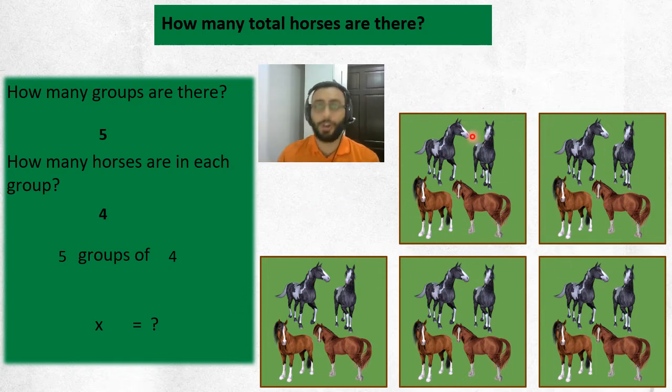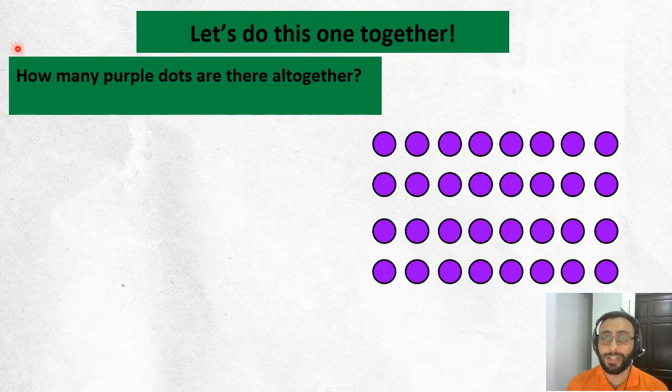So there are 5 groups of 4. So we do multiplication. 5 times 4. 5 times 4 means this is exactly 4 plus 4 plus 4 plus 4 plus 4. But see, it's too long. So instead, we say 5 times 4, which equals 20. Now, let's look at this one. The last one, the answer was 20. Let's do this one together, okay?